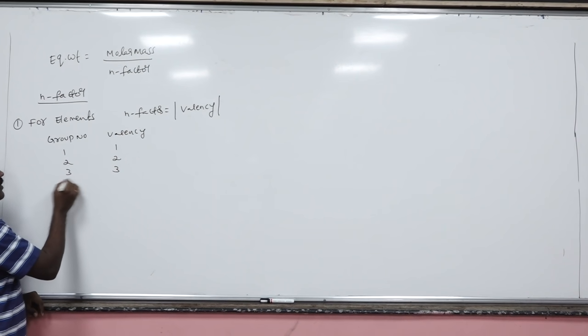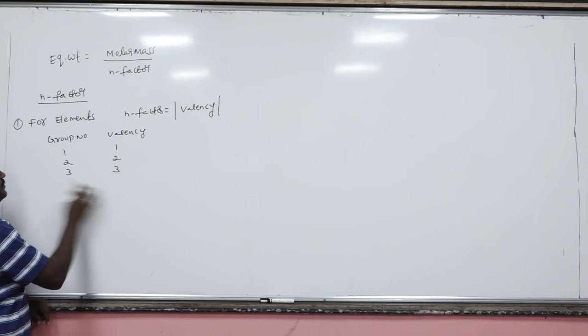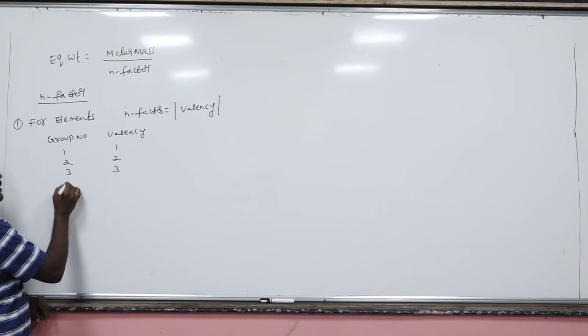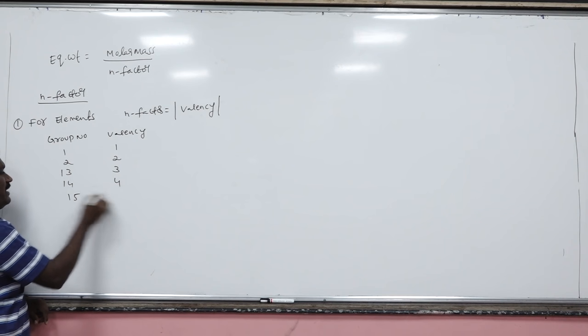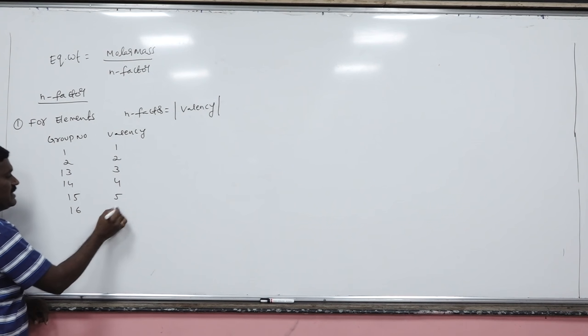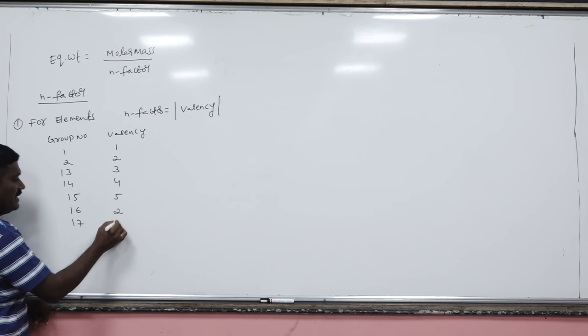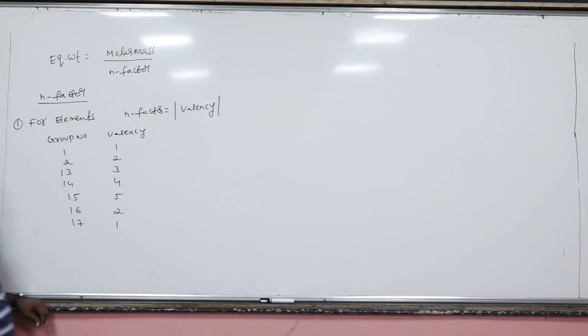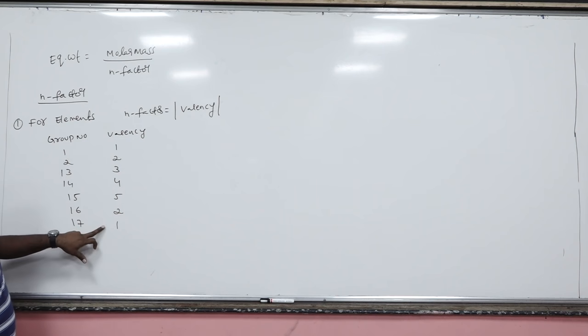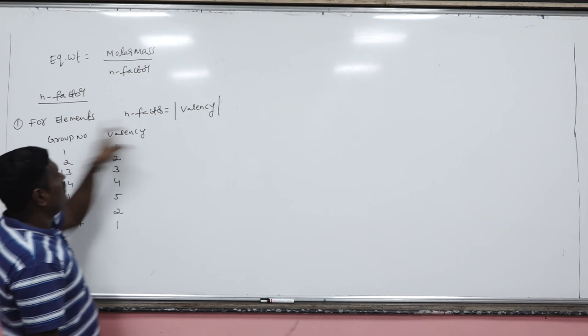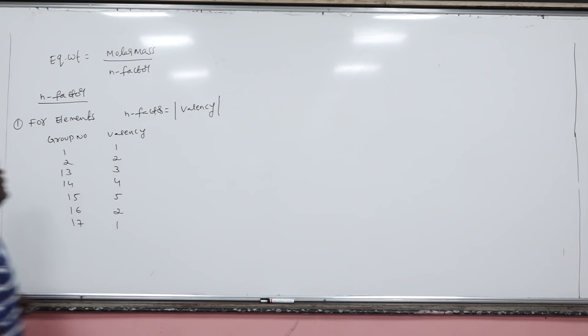Okay, now group number, what we say, this is 13, actually 13. Group number 14 valency 4, group number 15 valency 5, group number 16 valency 2, group number 17 valency 1. Okay, so once we know the valency for any element, we can easily calculate its equivalent weight.